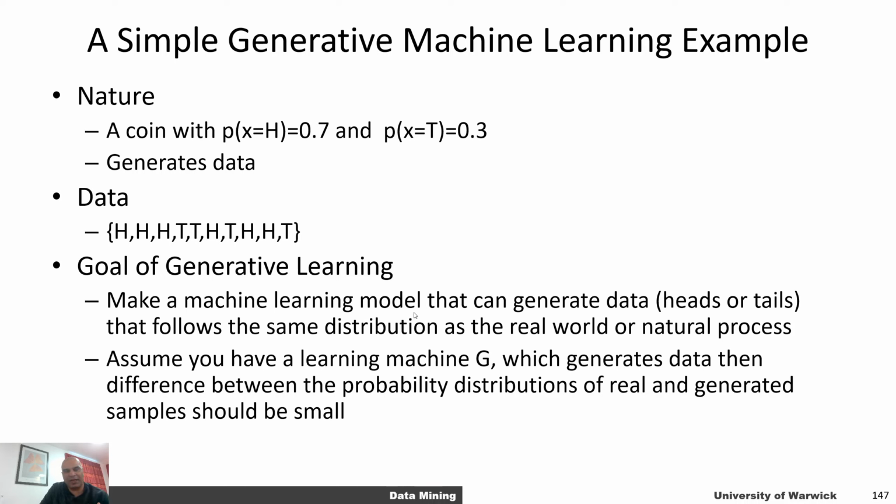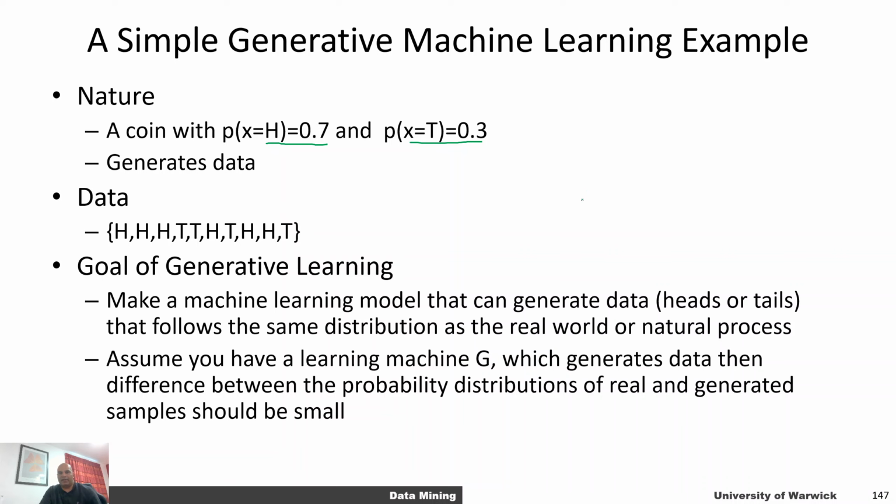Let's say you have a natural process. In this case, consider the natural process of having a coin, and it doesn't have to be natural. It's a process that is outside of our machine learning model design. So that's why we call it nature. So that's where we'll be getting our data from. So let's consider a process in which you have a single coin, and that coin has a certain probability of generating heads, which is 0.7, and it has a probability of generating tails, which is 0.3.